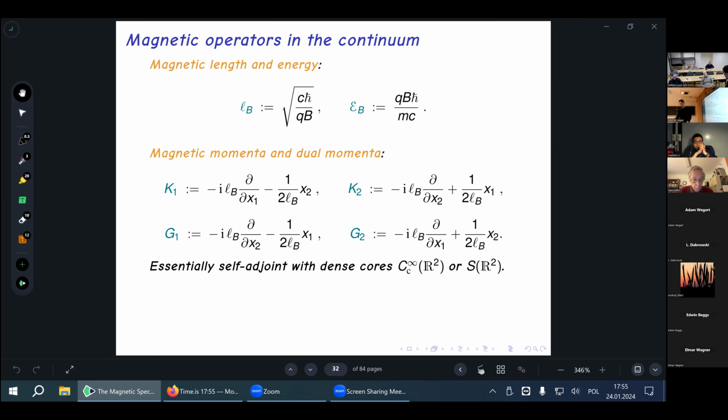Sorry, what is M? M is the mass of the electron, of your charged particle, and Q is the charge of your particle. Yes, yes. Okay. Thank you for the question.